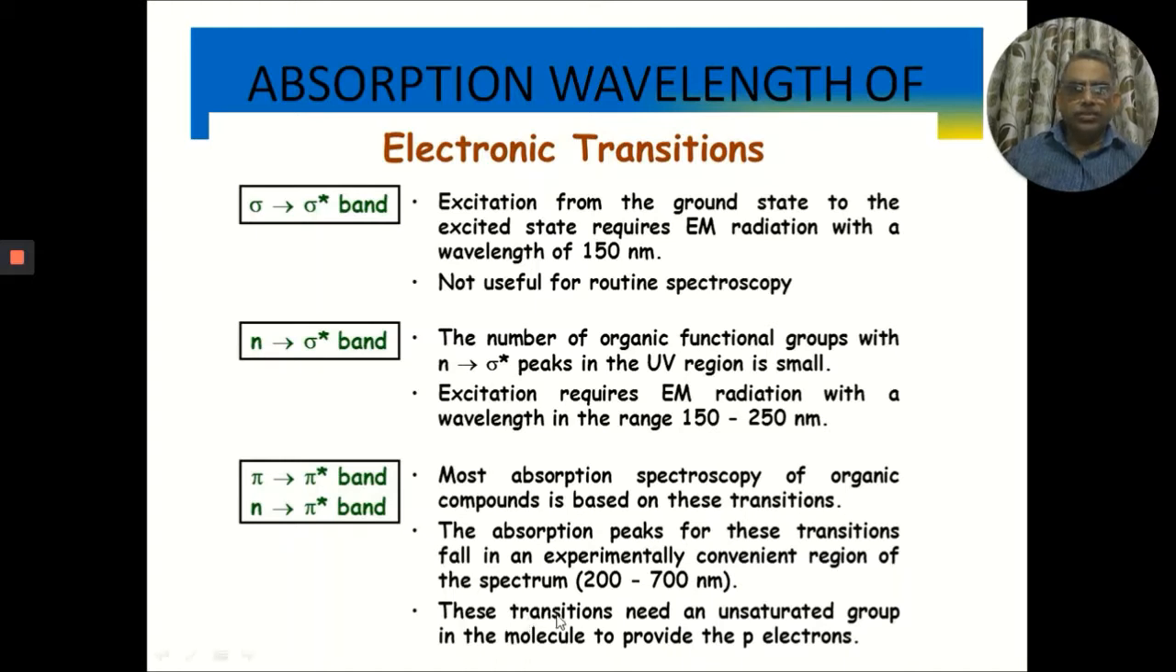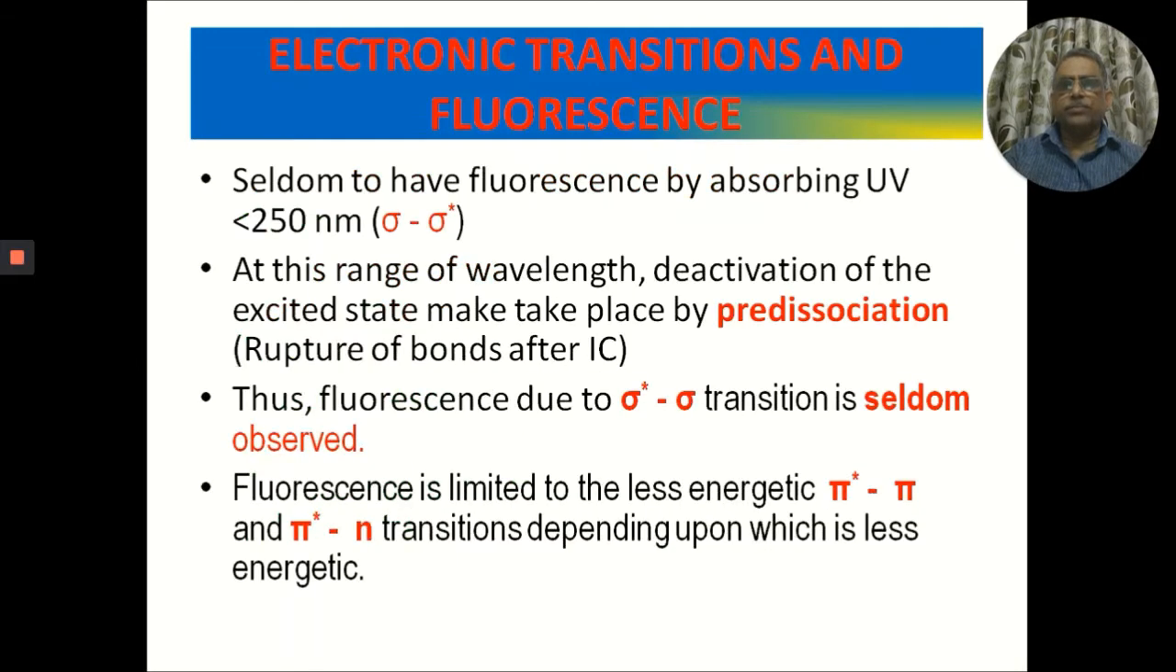If you have unsaturated groups in the molecule, you can see quite a lot of conjugation resulting in the long wavelength absorption, which is happening for the pi to pi star band. So these are the two important transitions we'll be discussing in detail, pi to pi star and n to pi star transitions. How do they play a role in the fluorescence spectroscopy of organic molecules?